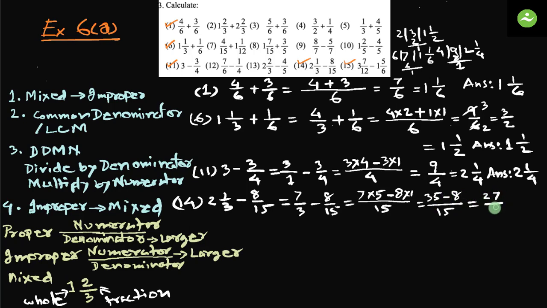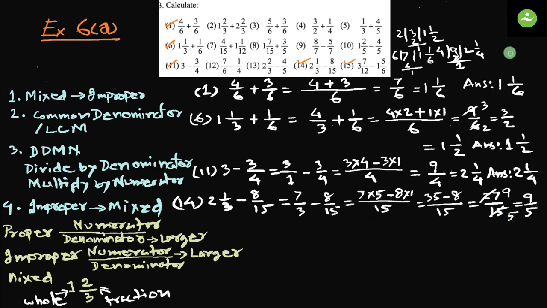27 over 15. Reduce it if possible. So we can divide by 3, both denominator and numerator. Okay, divide by 3. So 3 into 9 is 27, 3 into 5 is 15, equals 9 over 5. Now this is improper fraction. We have to change it to mixed fraction.